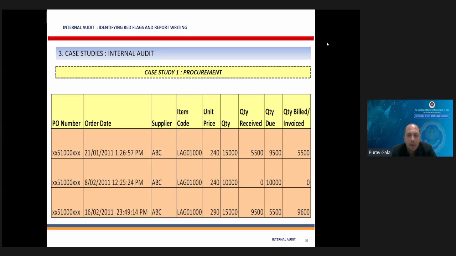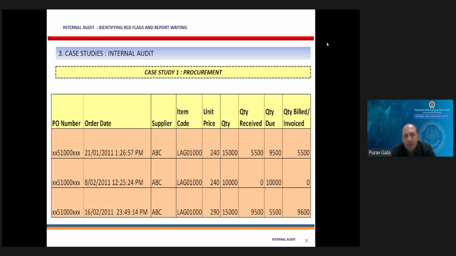Sure. So I'll pause for a minute or two, let the participants have a look at the purchase register and then give their comments. Look at the data thoroughly. I'll repeat, it's a PO number.